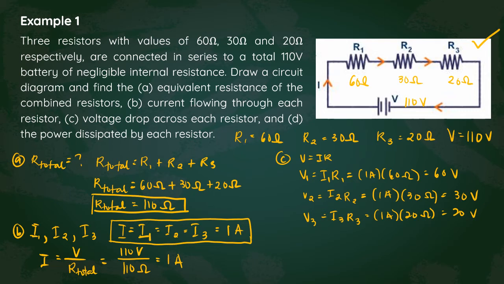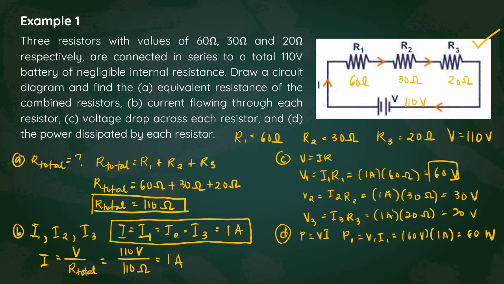And lastly, for question D, we are to solve for the power dissipated by each resistor. There are several formulas for power using voltage, current, and resistance, but for this case, we'll be using power is equal to voltage times current. So for P1, the power dissipated by resistor 1, that's V1 I1. So what's V1 equal to? It's 60 volts multiplied by 1 ampere, that will be 60 watts.